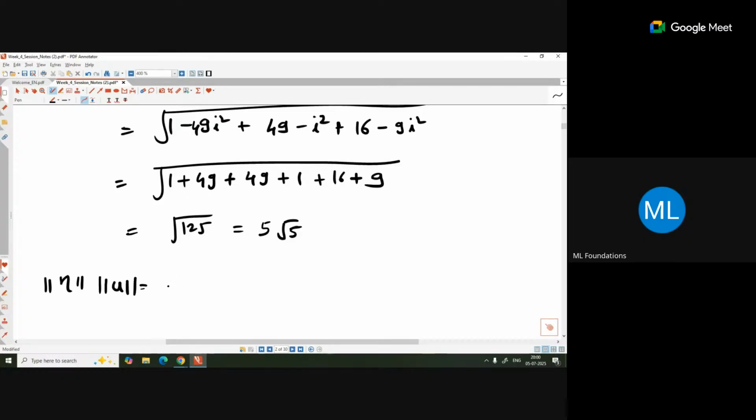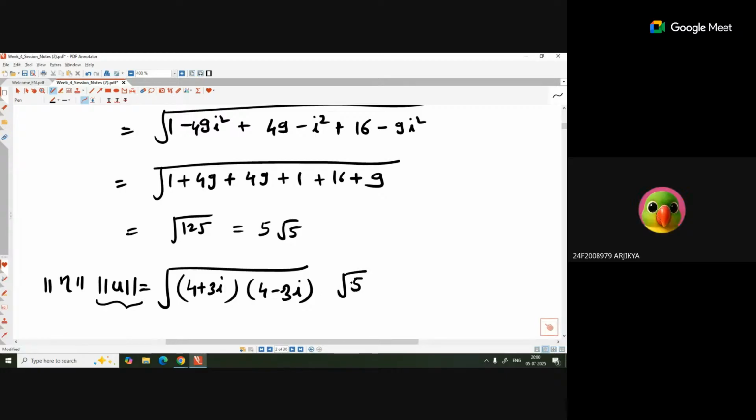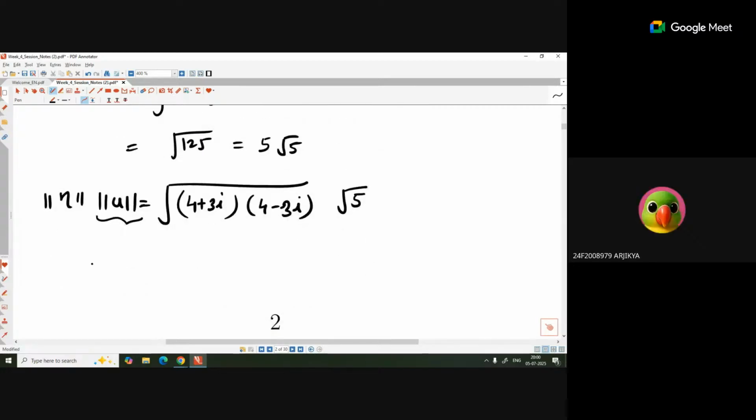This is a property, right? It's basically the same, but first the norm of one, we already calculated as 5 root 5. The norm of A dot B is norm A into norm B. So 4 plus 3i and 4 minus 3i. We already know the earlier one was root 29, root 5, 5 root 5, correct? And now this will become 16 plus 9.